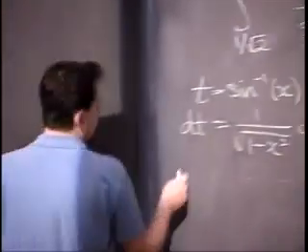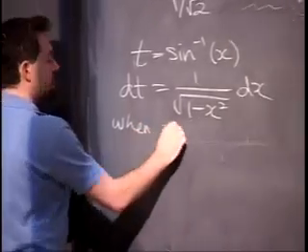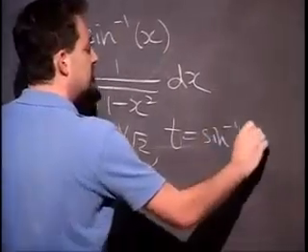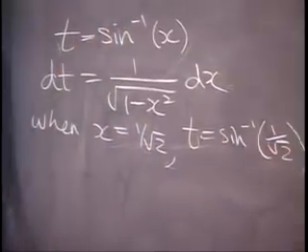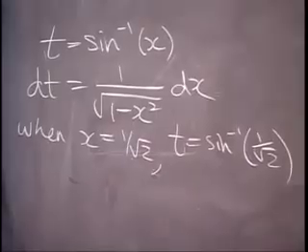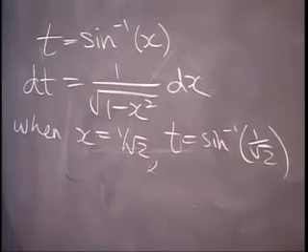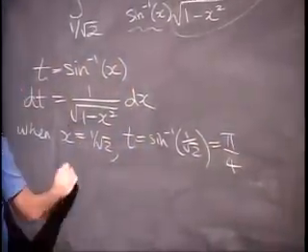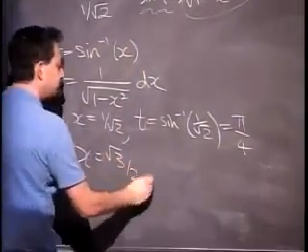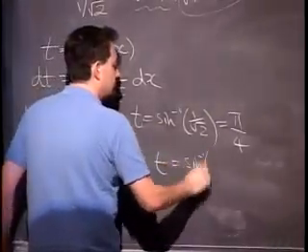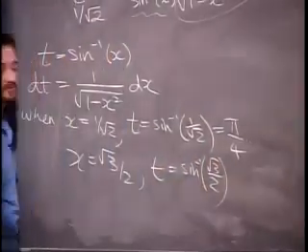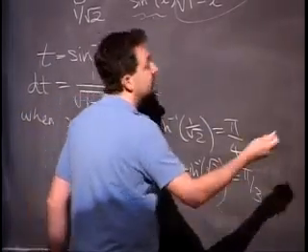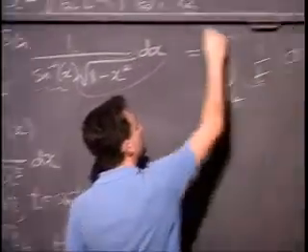You have to be a little cleverer. You have to say when x equals 1 over root 2, t equals inverse sine 1 over root 2. What is inverse sine of 1 over root 2? What number has a sine equal to 1 over root 2? Pi over 4. You have to be good at trig and inverse trig. When x equals root 3 over 2, t is inverse sine root 3 over 2. What number has a sine of root 3 over 2? Pi over 3. So in t land, this integral actually goes from pi over 4 up to pi over 3.